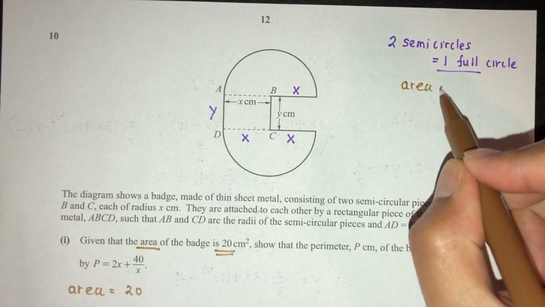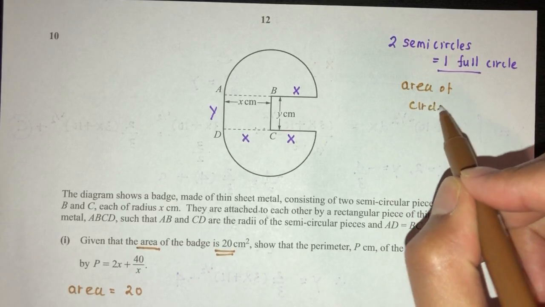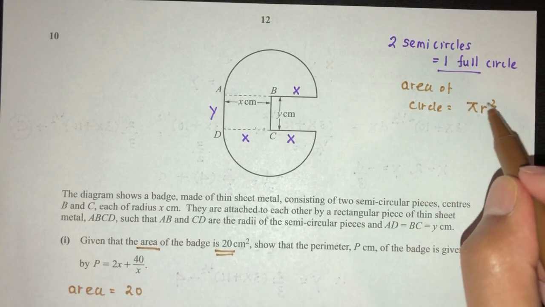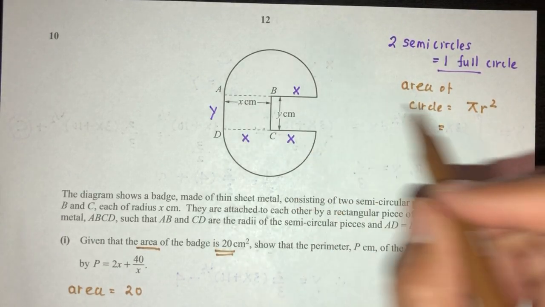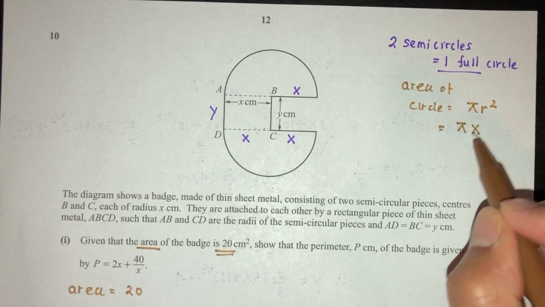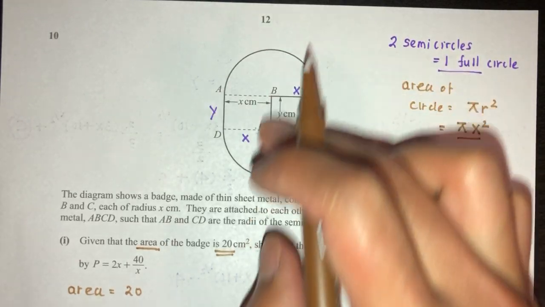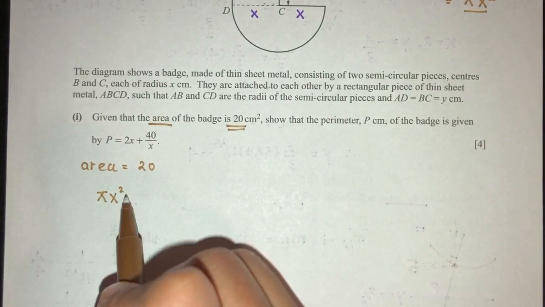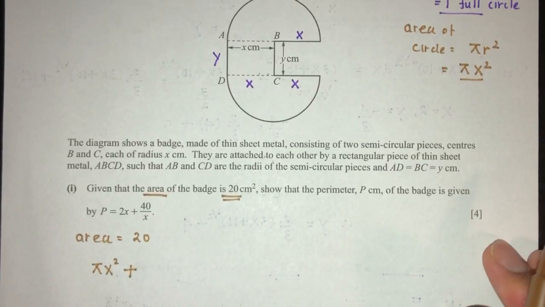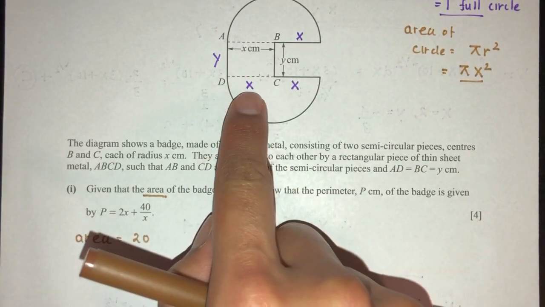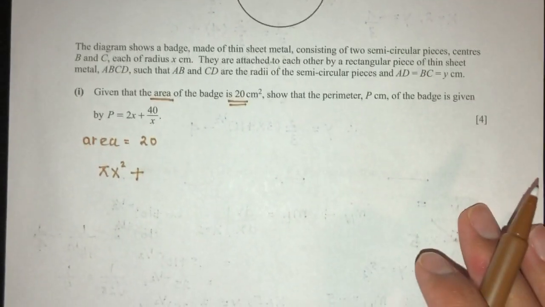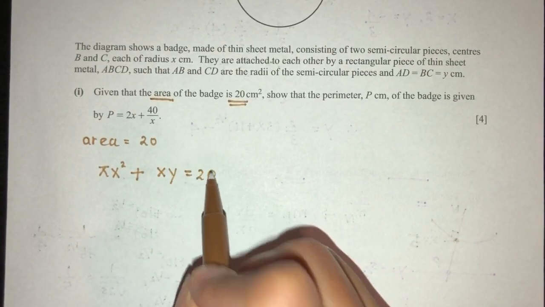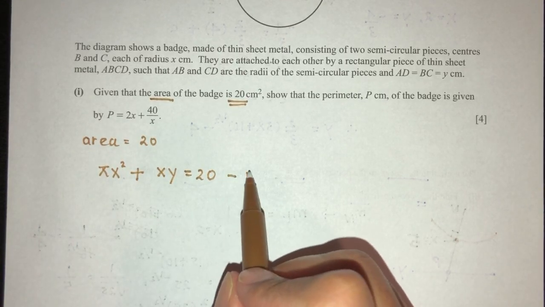The area of a circle is found by using the formula pi r squared. R is the radius, so here the radius is x. That will be pi x squared for the area of the two semicircles. Let's write this down, pi x squared. Now plus, we have to add the area of this rectangle. This is x, this is y. Area of rectangle is x times y. That is equal to 20. That's my first equation.